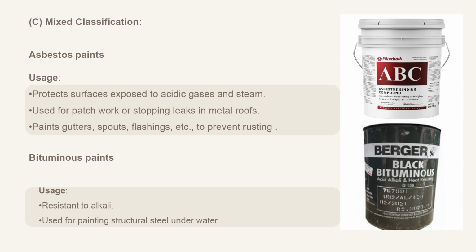Now, the next one is bituminous paint. Bituminous paints are made by dissolving asphalt, tar or mineral pitch in naphtha, petroleum or white spirit. These paints resist alkalis and are mainly used for painting structural steel underwater and iron water mains. They appear black and deteriorate when exposed to direct sunlight.